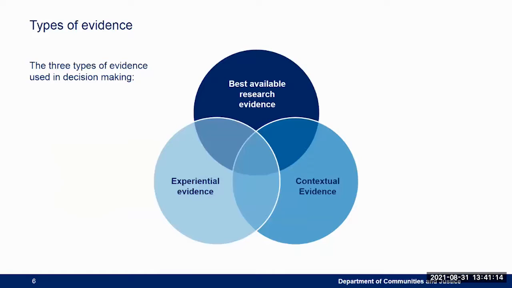Okay, so this is just showing that the three types of evidence used in decision making that I've just discussed, they're overlapping, they're interrelated. We need to rely on all three to be able to make good decisions in program and service delivery. And obviously, this is our decision making here in the center. So just here with my circle.